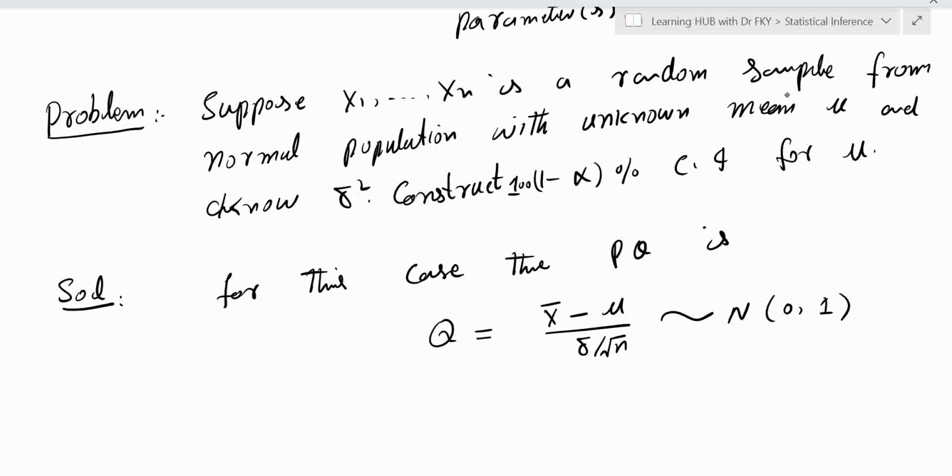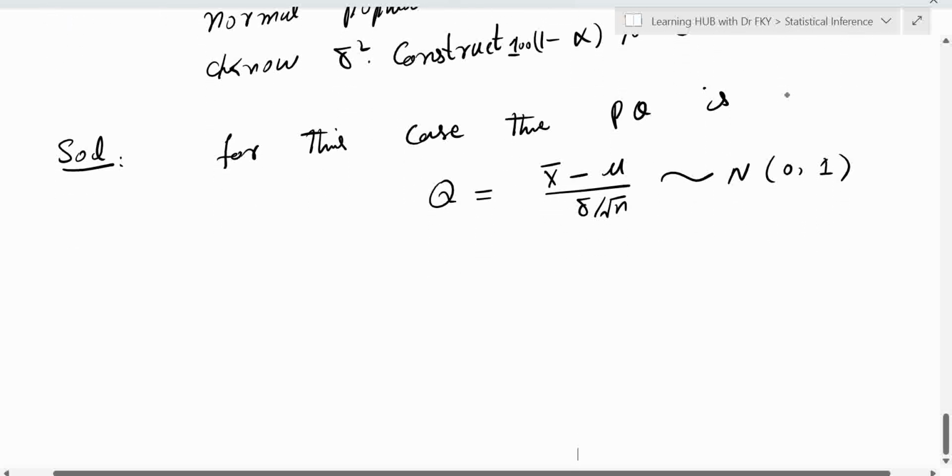So you can see that this pivotal quantity is a function of the sample data, which is X bar, and the parameter mu. Sigma is known, so that is not to be considered a parameter. So this is a function of the sample observation and the parameter. And secondly, the distribution of this pivotal quantity is independent of the parameter because the parameter is not involved here. It has a normal distribution with zero mean and unit variance, the standard normal distribution. This is one of the most important things in the construction of a confidence interval.